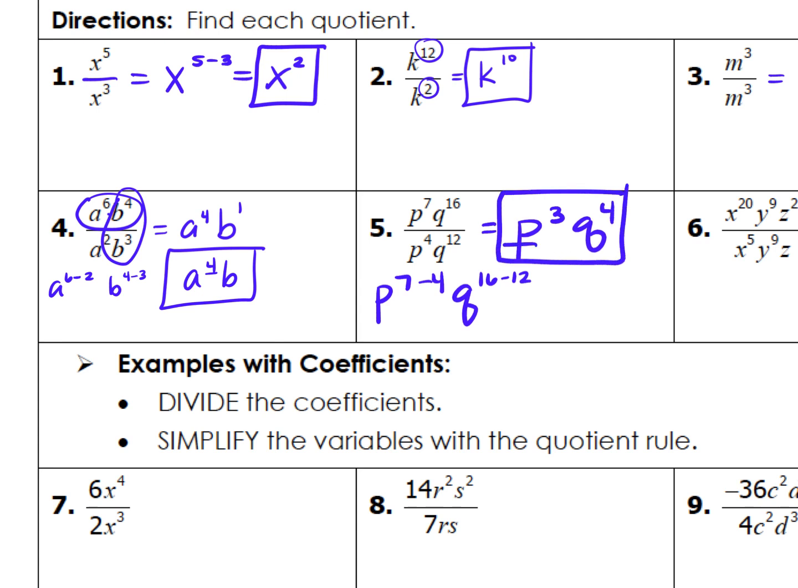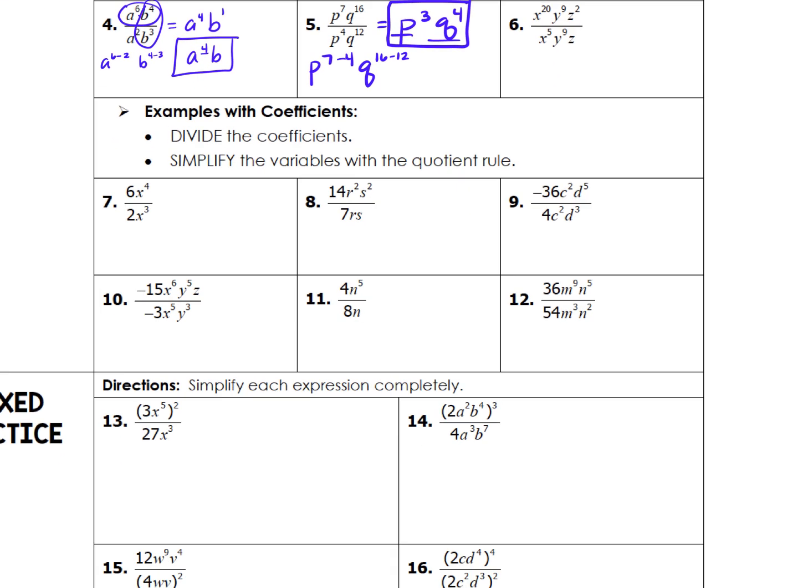Notice these are different bases. One's a p, one's a q. So you can't make that pq to the 7th. You have to leave them as two separate things. P to the third, q to the fourth. Questions on that? Okay, where it gets a little bit more complicated is on this next batch of problems.